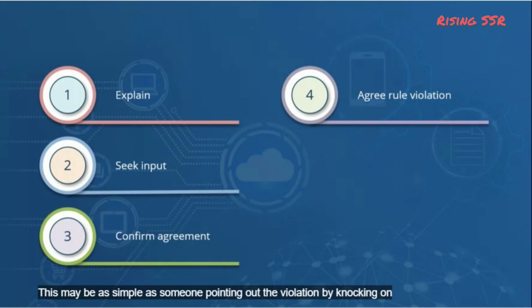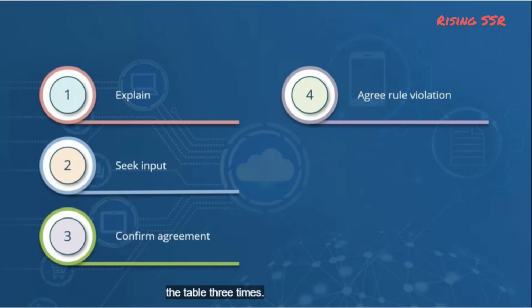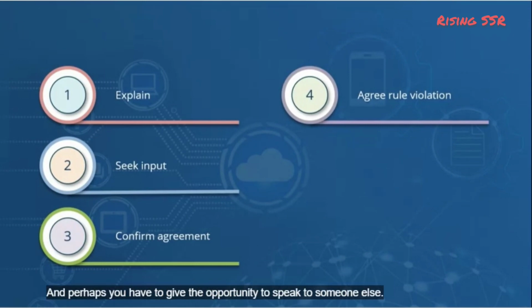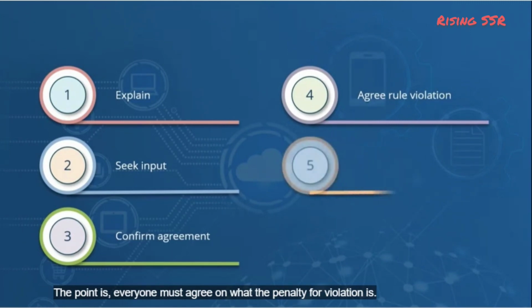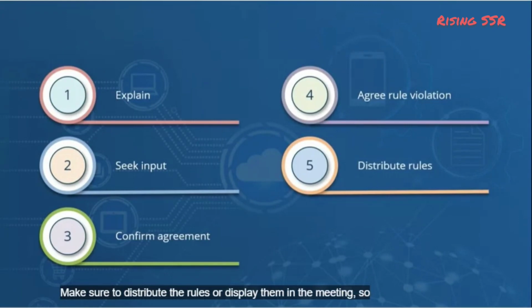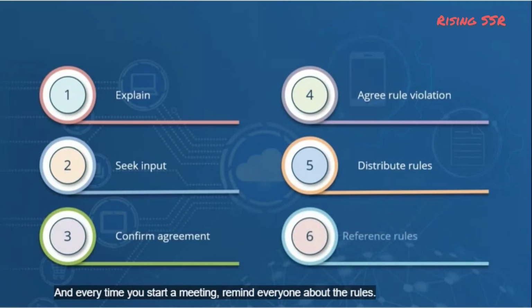This may be as simple as someone pointing out the violation by knocking on the table 3 times, and perhaps you have to give the opportunity to speak to someone else. The point is, everyone must agree on what the penalty for violation is. Make sure to distribute the rules or display them in the meeting so it's certain everyone can reference them. And every time you start a meeting, remind everyone about the rules.